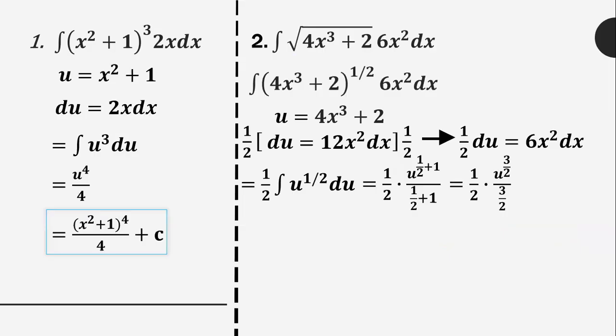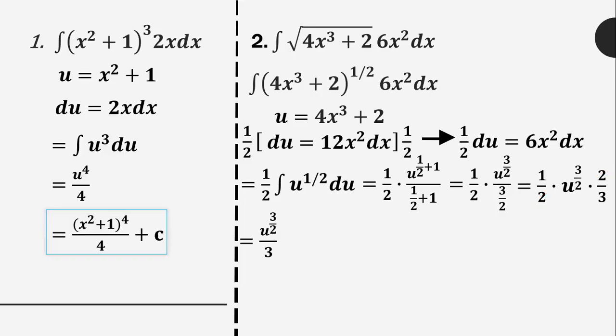But we have to perform KFR, keep flip reciprocal. We get the reciprocal of 3 halves, and that is 2/3. And then we cancel 2 and 2, so we'll have 1/3, or u raised to 3 halves over 3. So that is actually 1/3, no? But we do not write 1 as a coefficient.